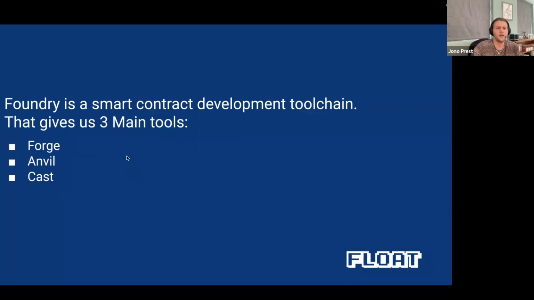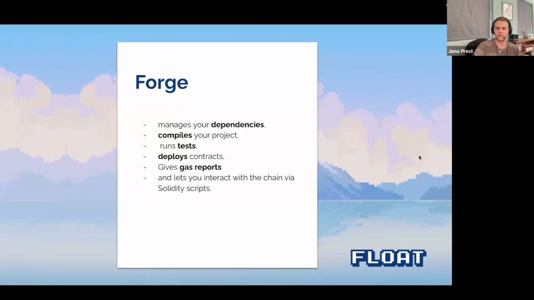So let's go here. Foundry is a smart contract development toolchain that gives us three tools. One is called Forge, which is what I'm going to be demoing a lot of today. I'm actually not going to demo the other two, but we'll talk about all three. So Forge, Anvil, and Cast are the three tools we get from Foundry.